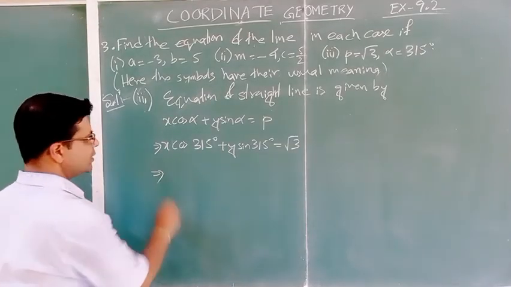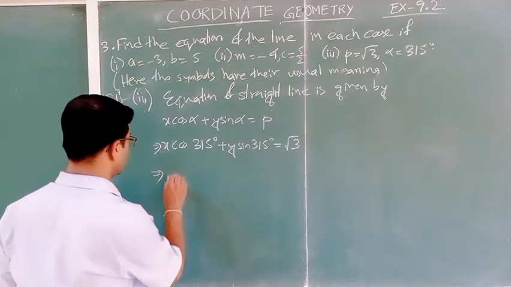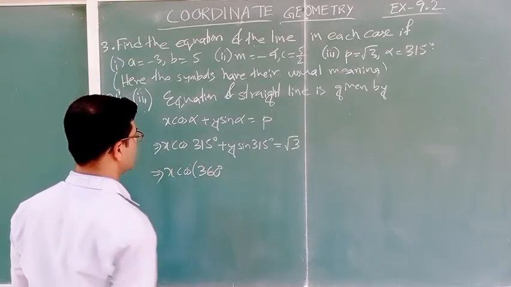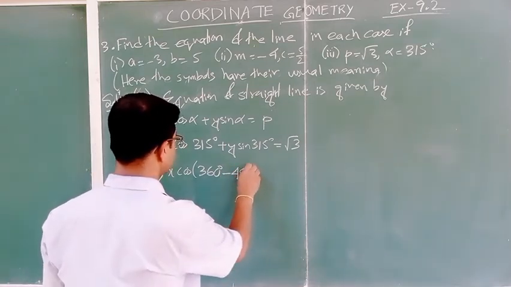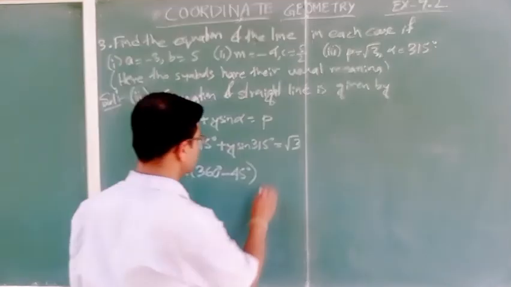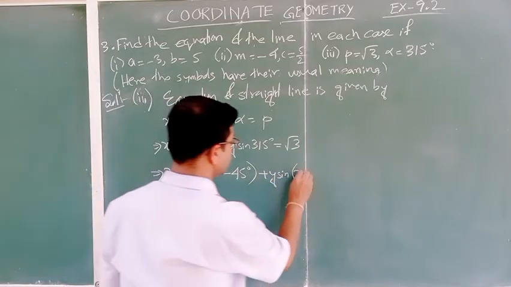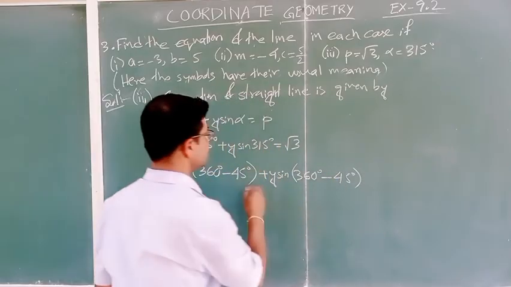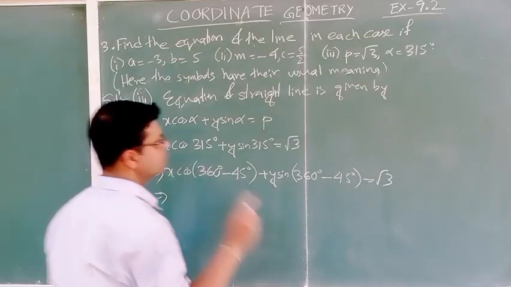Okay, now 315 degree is a very big angle. Let us reduce it to the acute angle. How will we do that? X cos 360 degree minus 45 degree. We can write 315 means 360 minus 45, plus y sin 315 again in the same form, 360 degree minus 45, because their difference is 315, is equal to √3. Okay, my dear students, one thing, let us see.